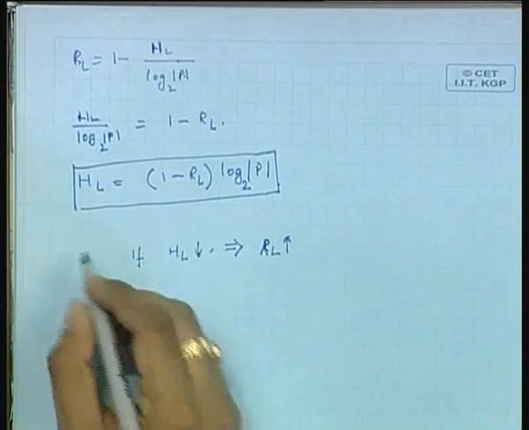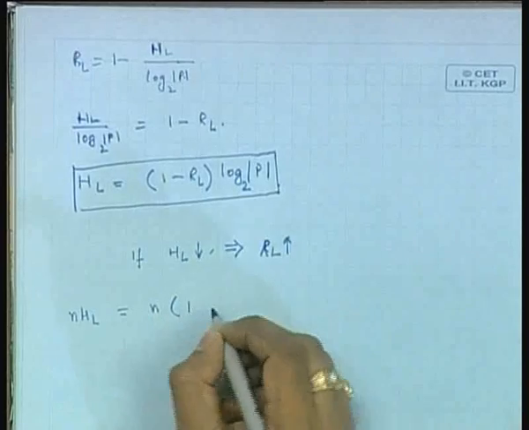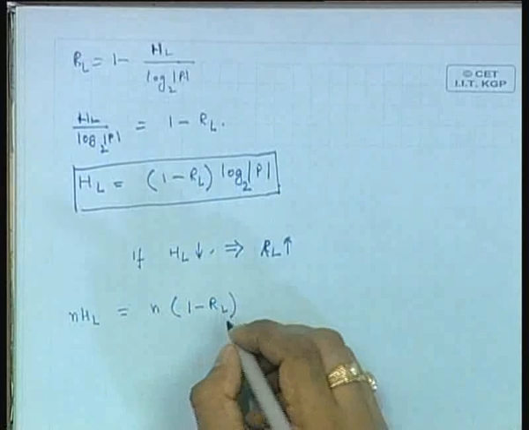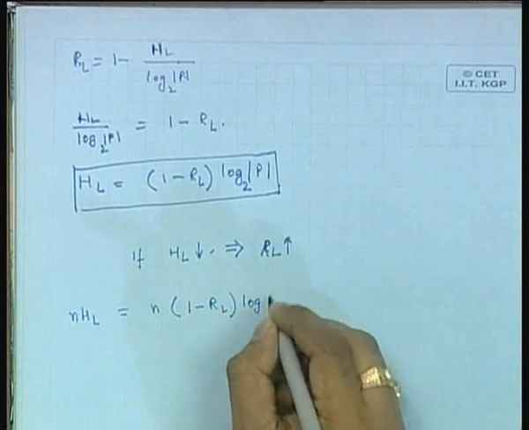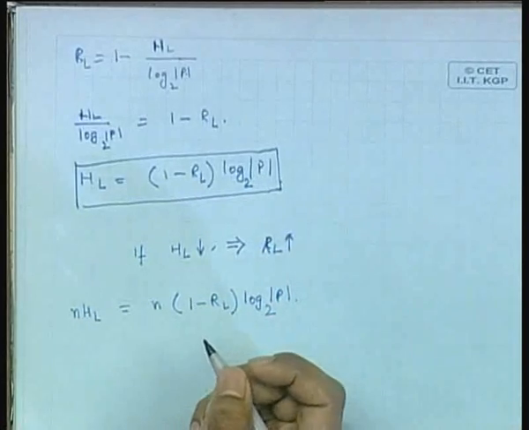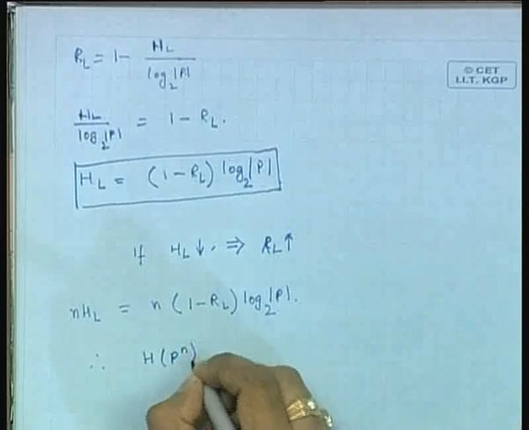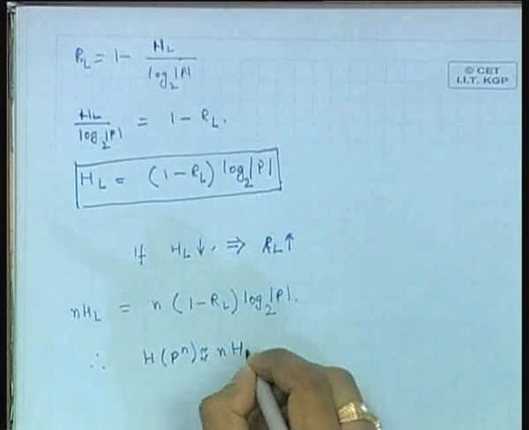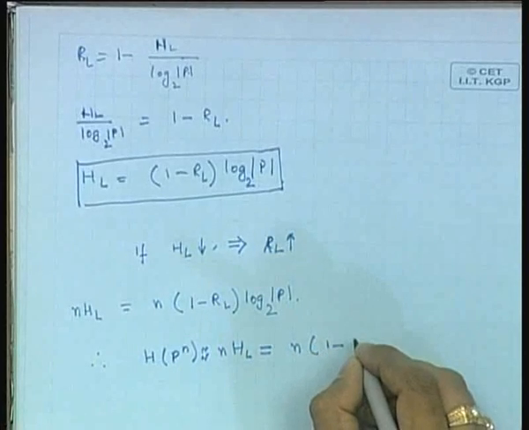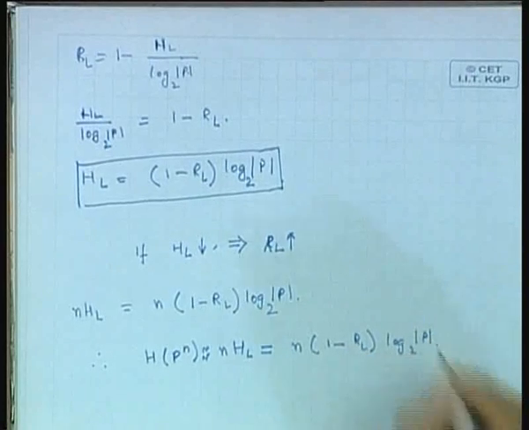So, if I would like to calculate the value of nHL, I just need to multiply this particular thing by n. So, I get n into (1 minus RL) into log of cardinality of P base 2. That is the value of nHL. Therefore, I can say that H(Pn), which is approximately equal to nHL, is equal to n into (1 minus RL) into log of cardinality of P base 2.